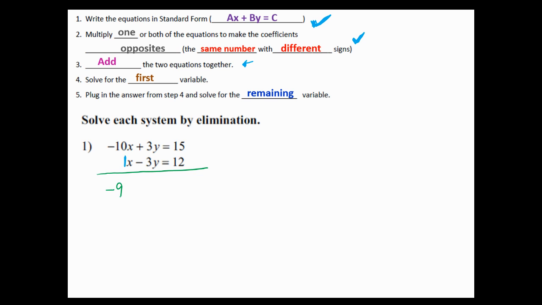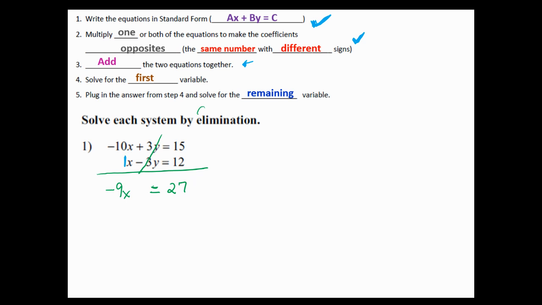That would be negative 9x. How much is 3y minus 3y? Well, that cancels to 0, doesn't it? Put the equal sign in. And how much, think up and down, is 15 plus 12? That's 27.